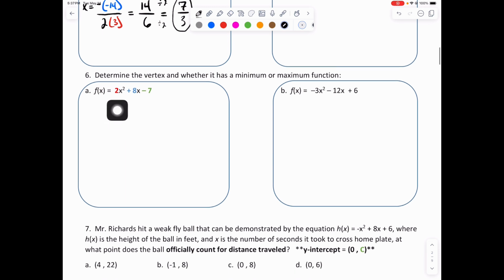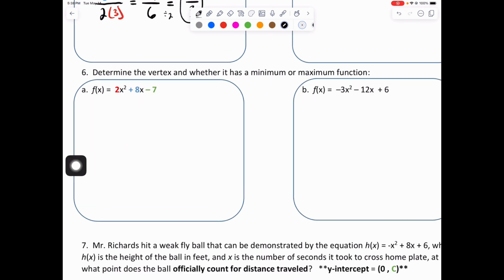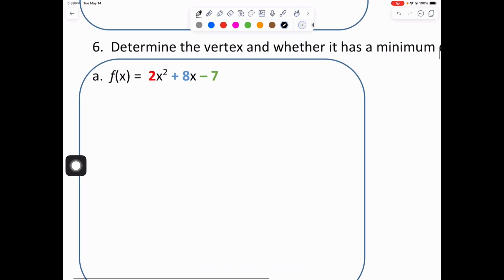Number 6, determine the vertex and whether it has a minimum or maximum function. And again, we will simply be applying the formula. Okay, so not only are we solving for x, our axis of symmetry, we then need to plug in to find our y. So let's go ahead and label. We have our a, we have our b, and -7 is our c. And again, we're just simply following the formula.